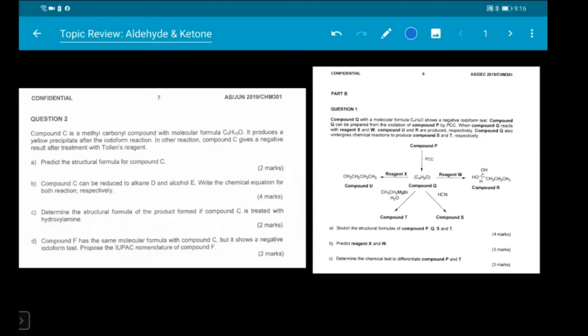Okay, Syafiqah, ada yellow precipitate after iodoform and negative dekat tolerance reaction. Okay, why is that? Apa kaitan iodoform dengan tolerance ni? Pada ayat pertama sebenarnya dah bagi hint dah ini soalan aldehyde ketone. Tapi Syafiqah tu pun betul juga. Okay, itu pun salah satu hint. Why do we consider that this question is actually from aldehyde ketone topic?